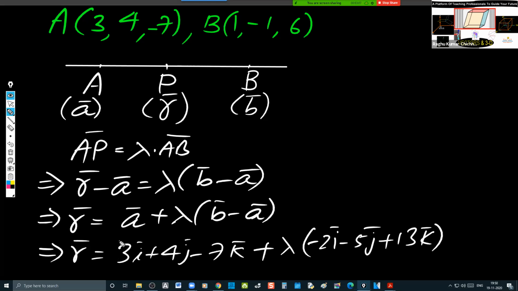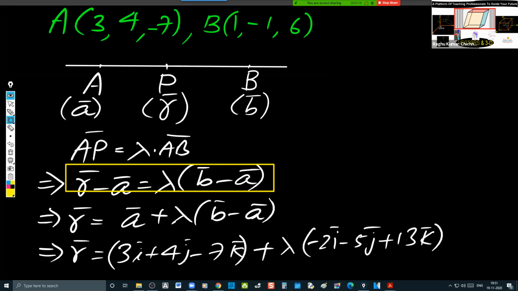And I did not apply the formula. If you remember the formula, that's great. And if you do not remember the formula, just understand it conceptually. What is it that I did? I have taken the collinearity condition, and from the collinearity condition, I derived the equation. In fact, if you want to apply the formula, this is the formula: R bar minus A bar is equal to lambda into B bar minus A bar, when the line is passing through 2 points. And we converted this to the IJK form because the points are given there. I think you understand this.